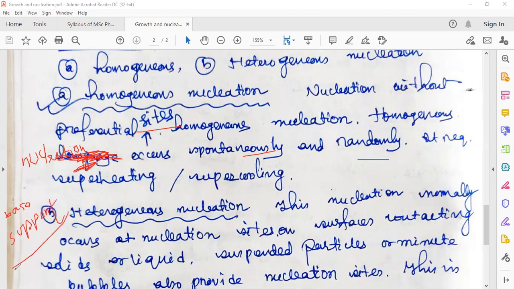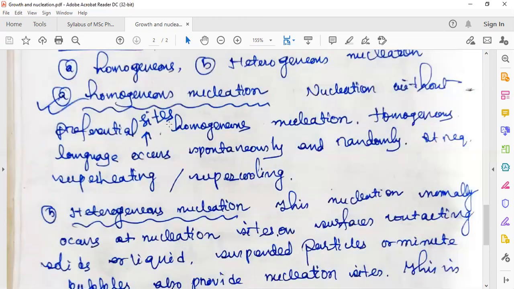Homogeneous nucleation does not grow on any base or support, and so it occurs spontaneously. It requires superheating or supercooling. So under conditions of superheating or supercooling, we can get this homogeneous nucleation.